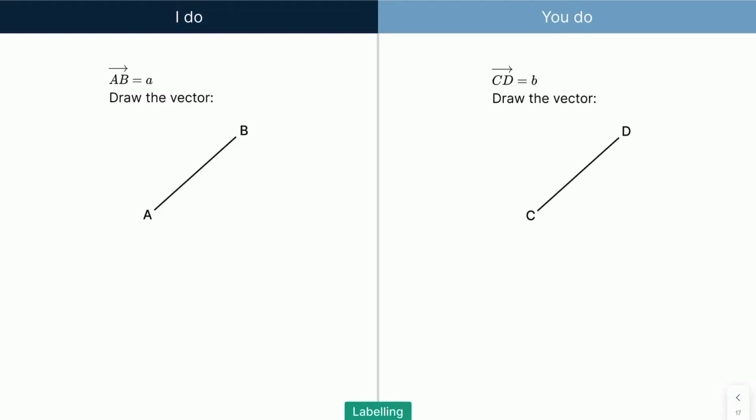So now we're labeling the vector. So it says on the line below, draw A to B is A. So it's saying, well, go from here to here in that direction because it's a positive A. So that will just be A like that. And in the second example, hopefully you've pressed pause and had a go, we are going from C to D, and that is going to be an arrow there.